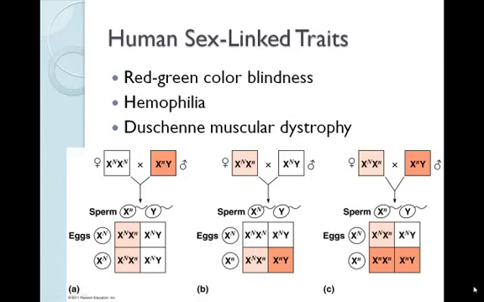Now let's look at how sex-linked traits are inherited in humans. Some examples of sex-linked traits are red-green color blindness, hemophilia, a blood clotting disorder, and muscular dystrophy, a disease that causes muscle deterioration. Let's consider the inheritance of one of these sex-linked traits, red-green color blindness.